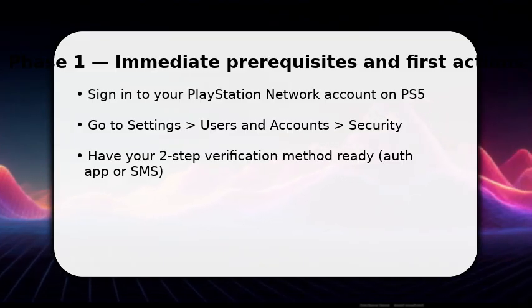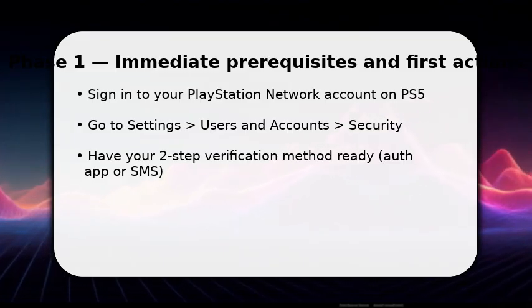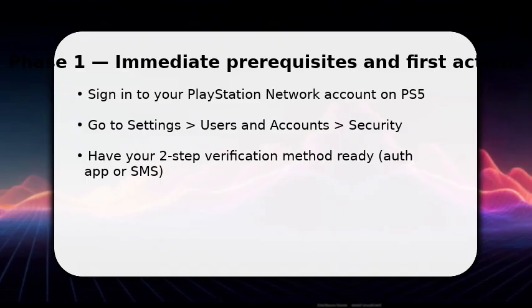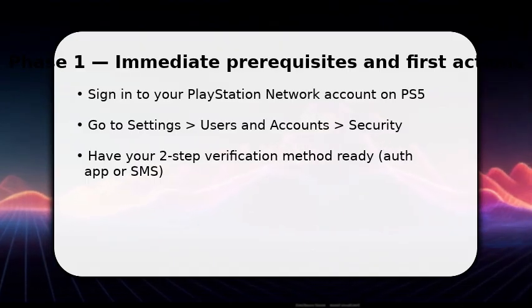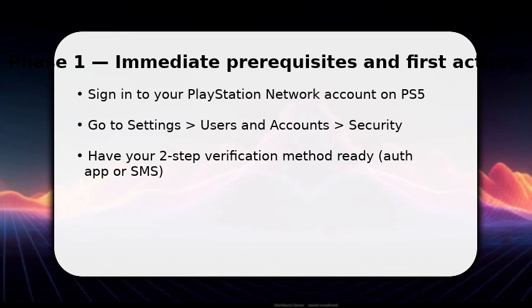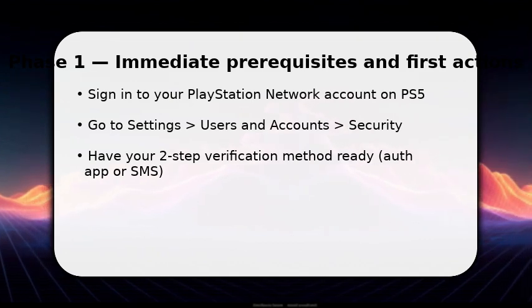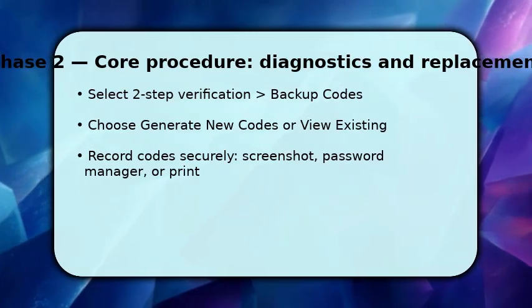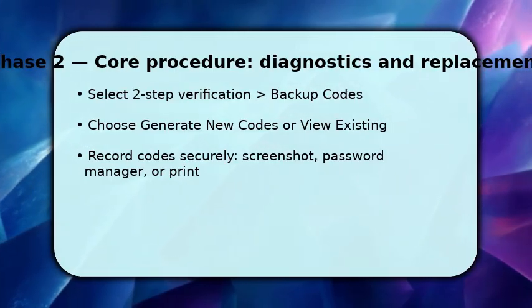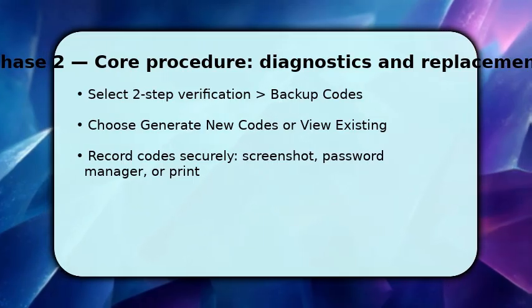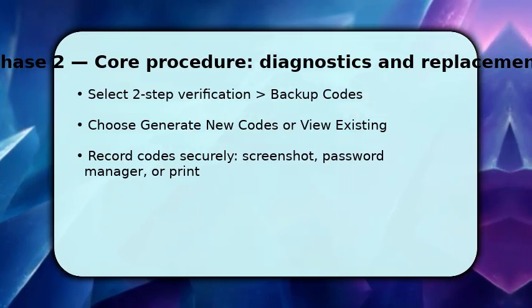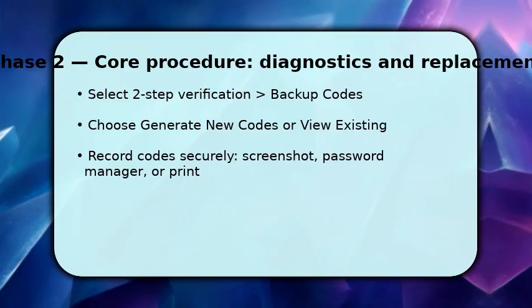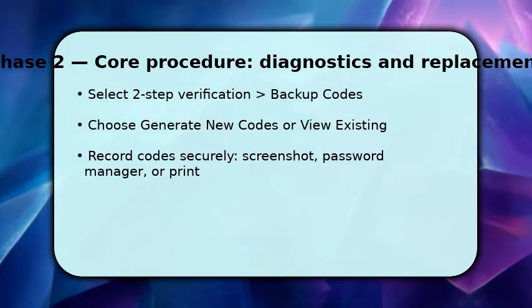Once signed in and security visible, choose the two-step verification menu so you can access the option to view or generate backup codes. This step enables recovery if your primary method fails. Now find backup codes under the two-step verification options and select it. You'll either view existing codes or generate new codes. You should generate fresh codes if you lost the originals because old ones may be invalidated.